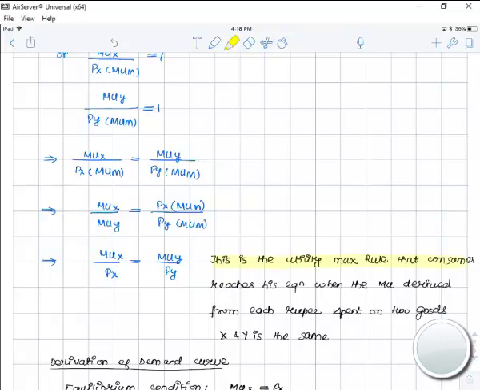It says that the consumer is going to reach his equilibrium when the marginal utility which he derives from each rupee spent on the two goods X and Y is the same. So MUX upon PX shows the marginal utility which he derives from X by spending on X. MUY upon PY shows the marginal utility which he derives from Y by spending on Y. So the marginal utility derived from each rupee spent on each good is the same, right?